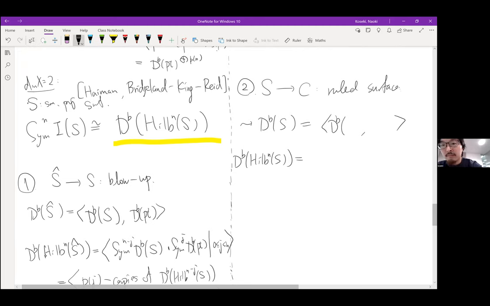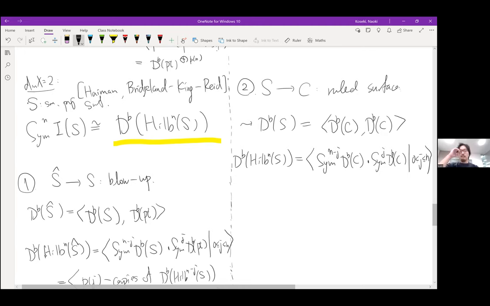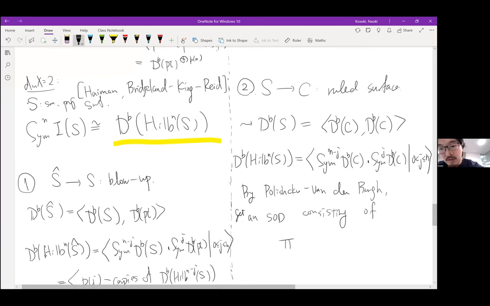So the next example is a ruled surface. In this case, you have an SOD consisting of two copies of DB C. Right. So you apply my main theorem. You get Sym^(n-j) DB C times Sym^j of DB C. Right. And then apply the Kuznetsov-Polishchuk-Vandenberg result. You get an SOD consisting of products of DB of Sym^j of C.